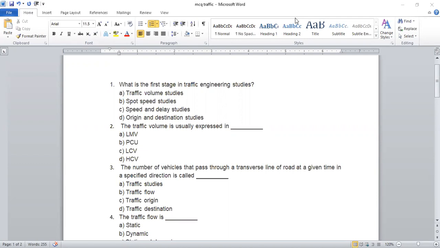What is the first stage in traffic engineering studies? Traffic volume studies, spot speed studies, speed and delay studies, and origin and destination studies. So which study do we have to do first in traffic engineering? Anyone can please tell me which study is very important. Anyone can please?